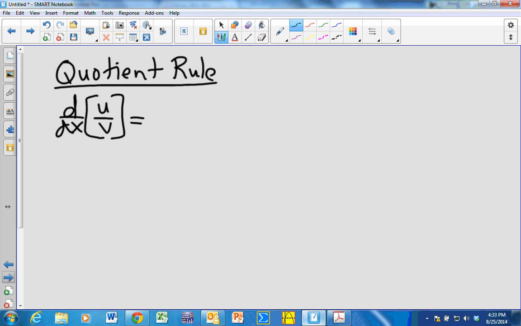Now I'm going to say it a little different. The paper has one way to say it. There are lots of ways to say it. I'm just going to use words. The rule is you're going to end up with another fraction. Bottom times derivative of the top minus the top times the derivative of the bottom all over the bottom squared.